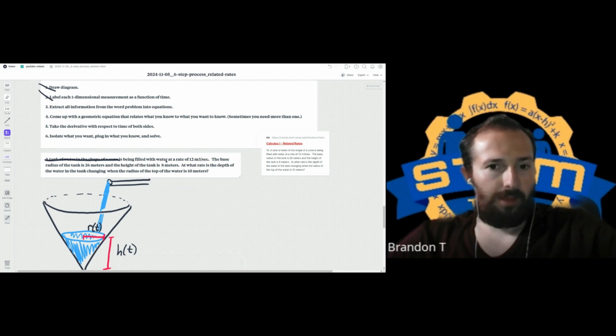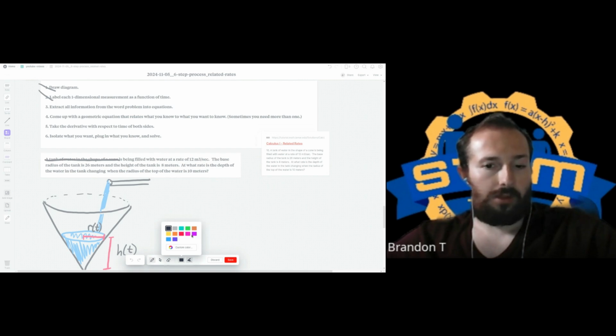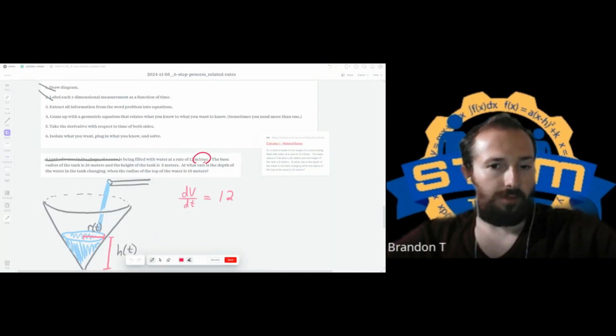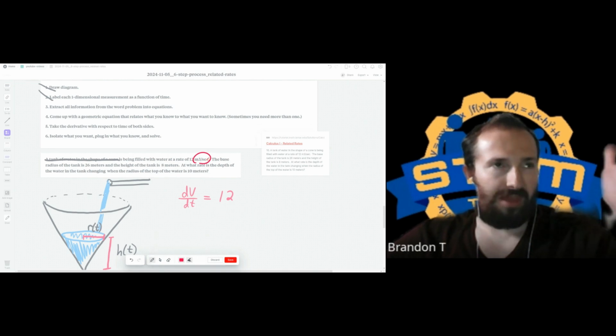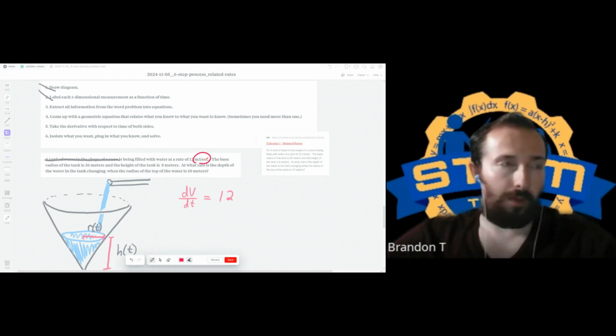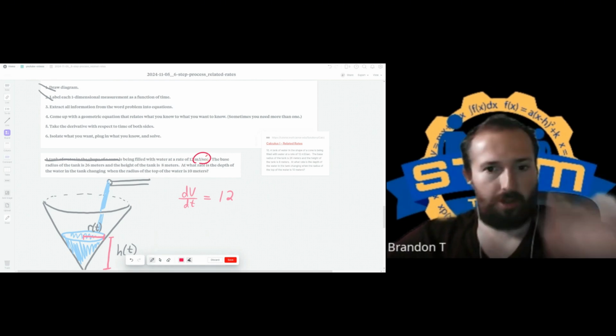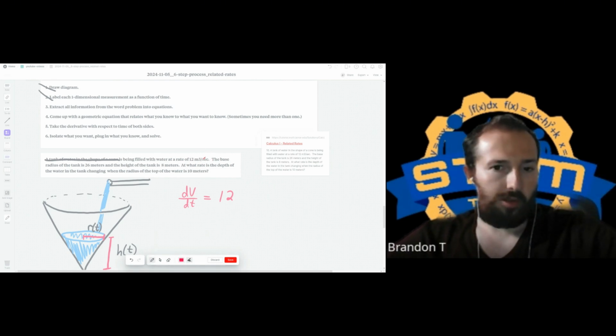Here, the way I interpret this, I just say dV dt equals 12. And the units are also helpful here. If you see these units, cubic meters per second, cubic meters is a measure of volume. If it was square meters, that would be like area. If it was just meters, that would be like some one-dimensional measurement. So these units are also helpful.